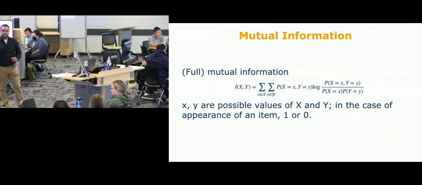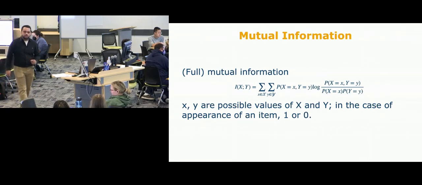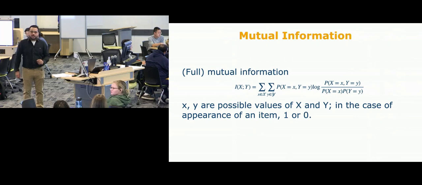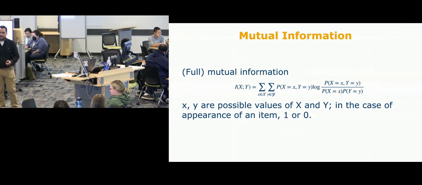Okay, so here's how the full mutual information is computed. X and Y are the random variables, and in this simple case of appearance of an item, they are either 0 or 1, right? So they're binary random variables.